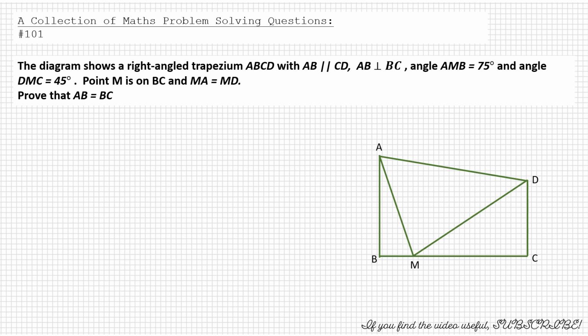The diagram shows a right angle trapezium ABCD with AB parallel to CD, AB perpendicular to BC, angle AMB equals 75 degrees and angle DMC equals 45 degrees. Point M is on BC and MA equals MD. Prove that AB equals BC.